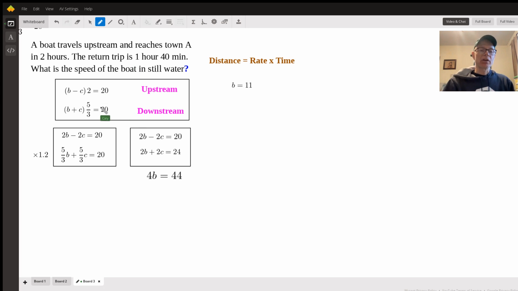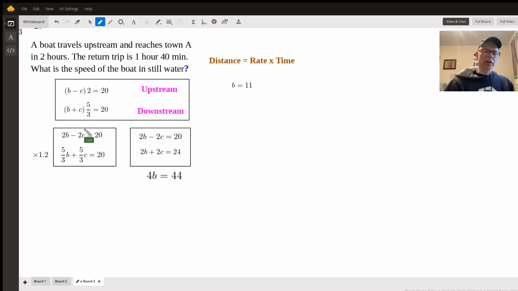We have our same information, except in this one, we're going to talk about the rate being the boat's rate in still water minus the current, because the current is pushing against the boat going upstream. And for going downstream, we're going to call it the boat's rate plus the current, because the current is pushing us downstream. Now, we're going to simplify these a little bit, or at least change their appearance by multiplying by 2, using the distributive property, and on this one, multiplying by 5/3 using the distributive property.